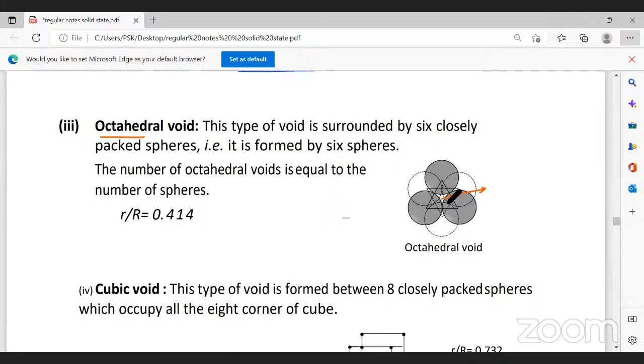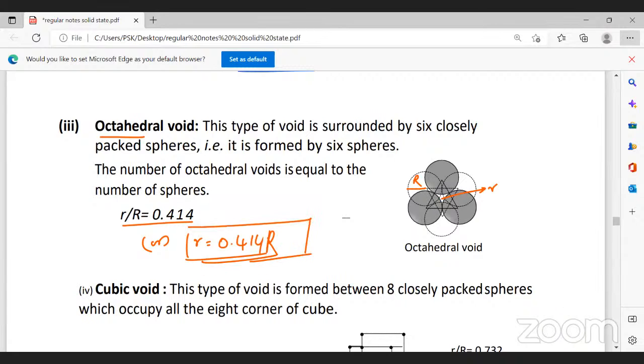The radius of that space is represented by small letter r, and the radius of each sphere is represented by capital R. So the relation is r by R is equal to 0.414. We can write this as small r is equal to 0.414 capital R. This relationship you should know. This is called an octahedral void.